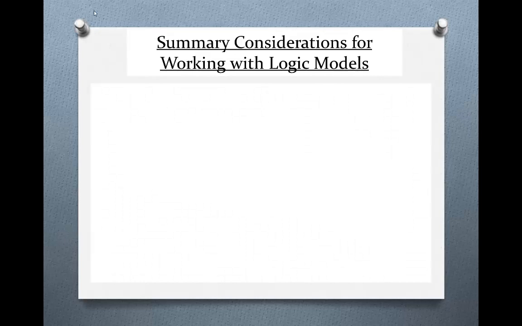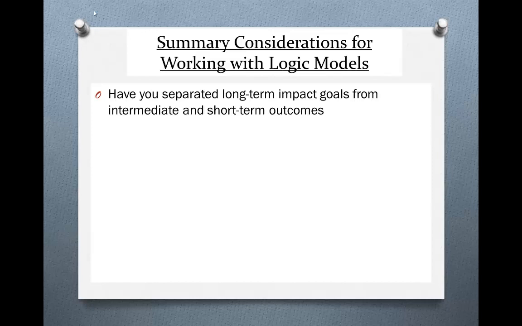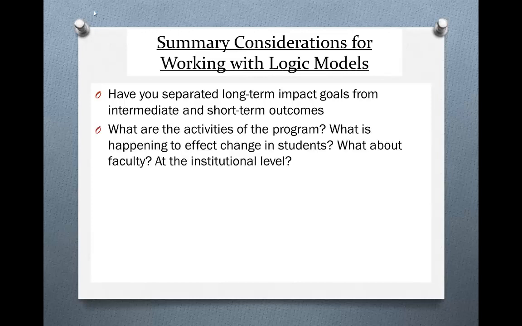So, final considerations, in summary: separating long-term goals from short and intermediate ones. How do you envision the activities of the program? And are you considering what would happen at the faculty or even the institutional level? I don't think all these things would happen in year one, but it's worth raising the conversation about whether these are areas of intentionality that you want to be committed to.